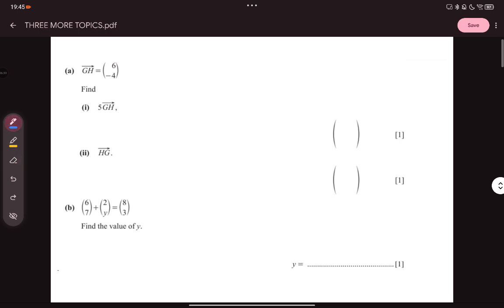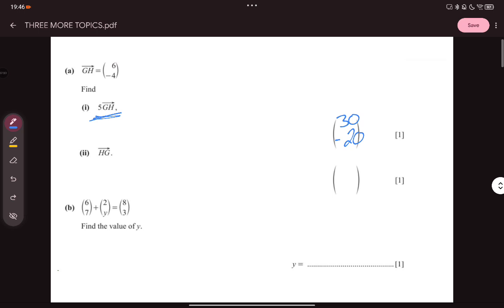6 across, 4 down. Okay, they want 5 times GH, so we just multiply the vector by 5. So 5 times 6, 30. 5 times negative 4, negative 20. Notice I'm trying to do these questions non-calculator. Some of the exam boards do have non-calculator questions. Cambridge, for example, has a non-calculator paper. AQA, if you're doing the GCSE, they have a non-calculator part as well.